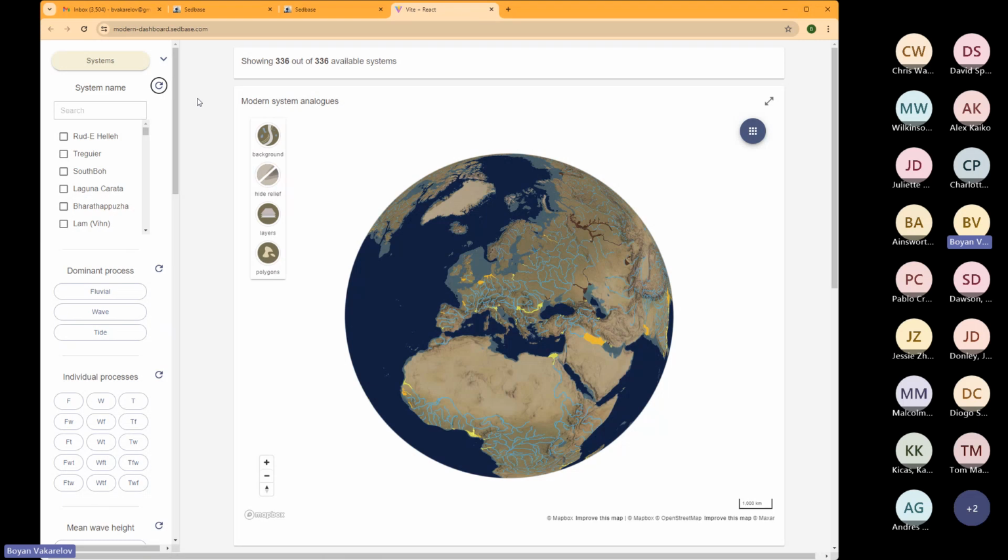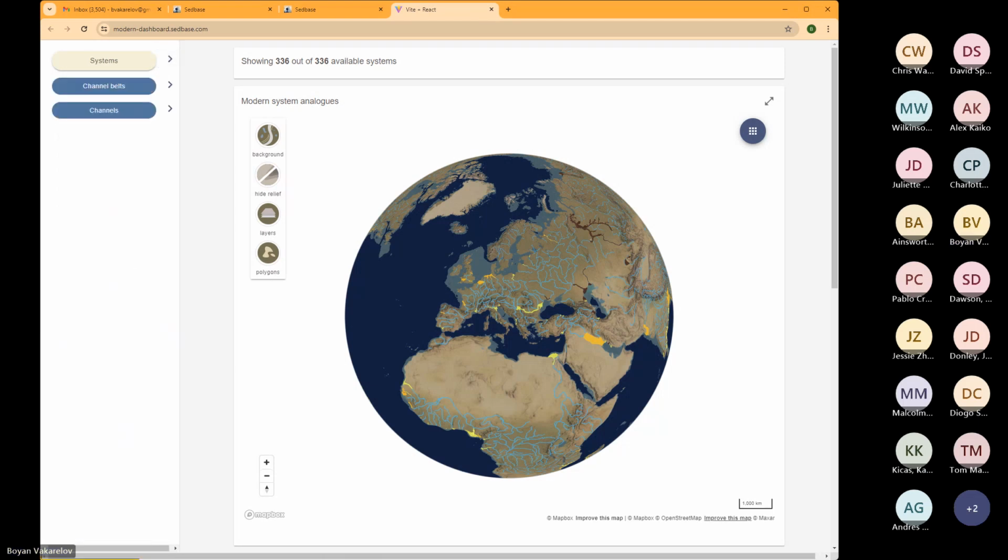Again, all of this makes the actual software side of things a bit more complicated. So that's why I'm saying that we are still removing a few bugs here and there, but for the most part, things work. So what type of data is available, first of all? In this case, you have the filters on the left-hand side, which are showing you 3 different categories: systems, channel belts, channels.